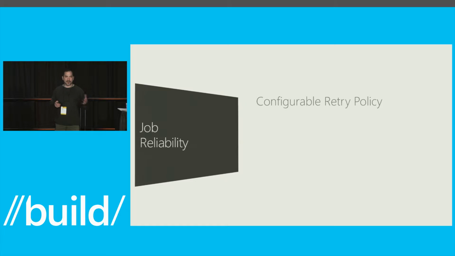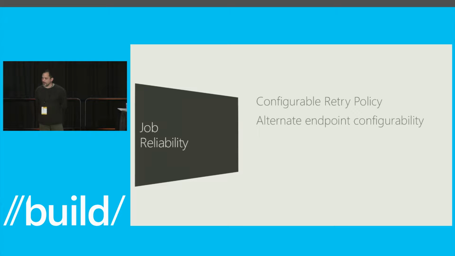Out of the box, we have a default retry policy. That default retry policy is to try 4 times every 30 seconds, but you can expand it to 10 times once a day or once an hour, or whatever that time span is that you'd like.